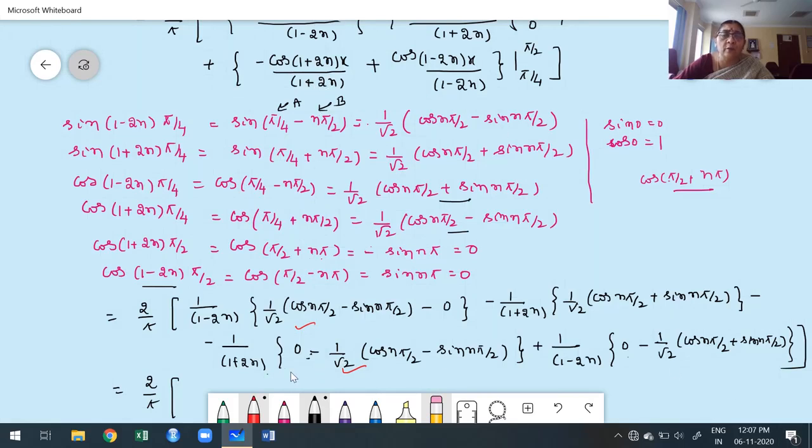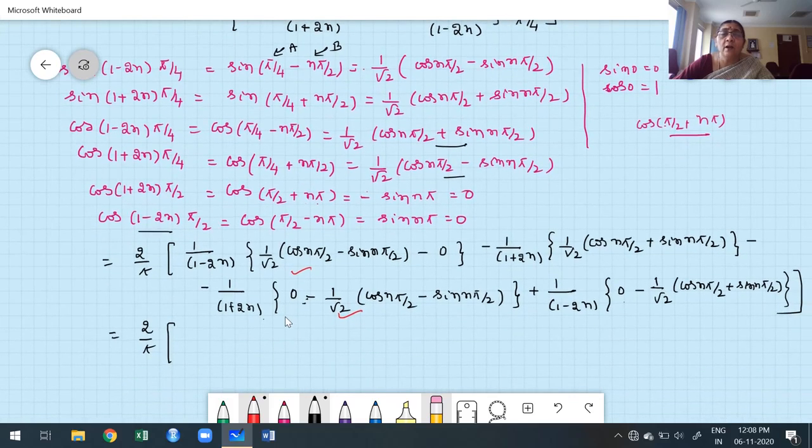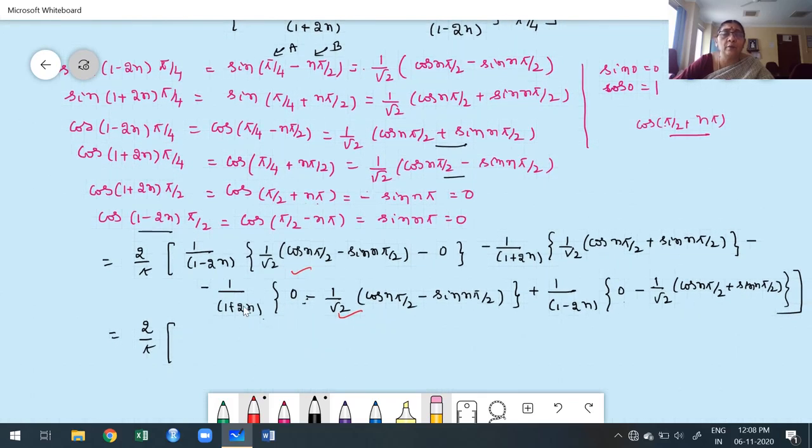Yeah, this is 1 by 1 plus 2n. No, we can't take what is 1 by 1 plus 2n like that. Both are different. If you want to take these two, 1 by 1 plus 2n, you simplify that minus into minus plus. Otherwise, first you correct 1 by 1 minus 2n. Okay, fine. 1 by 1 minus 2n.